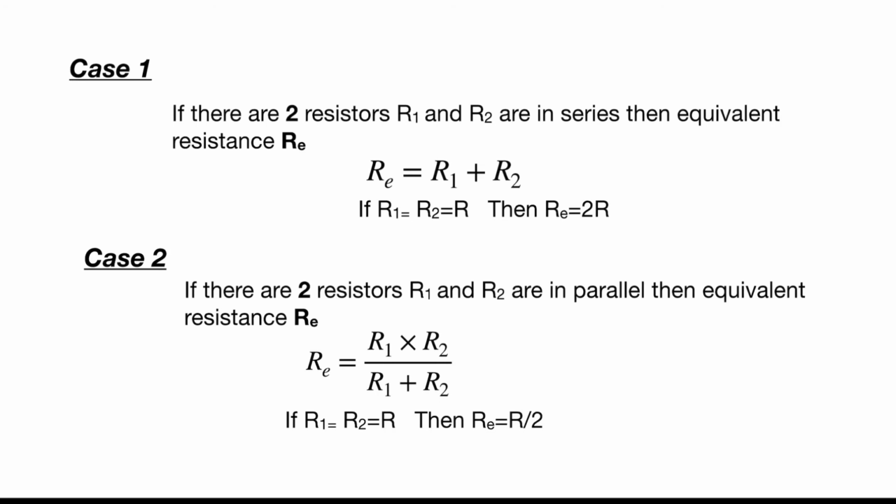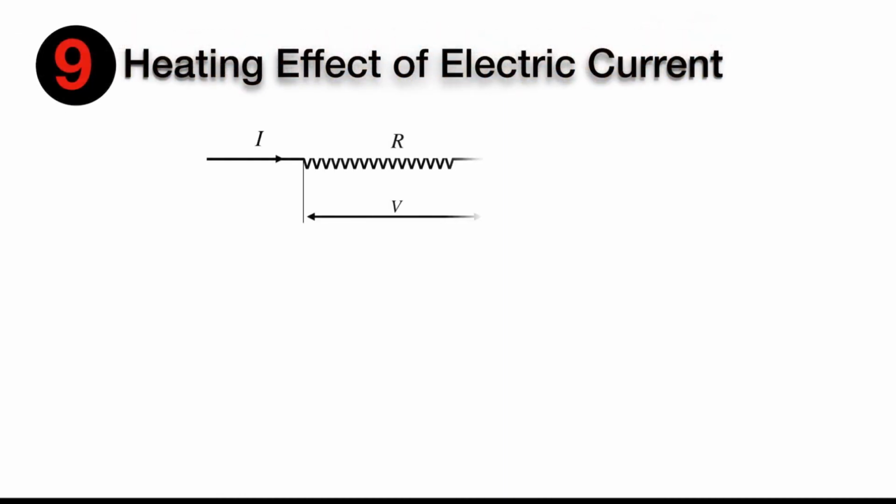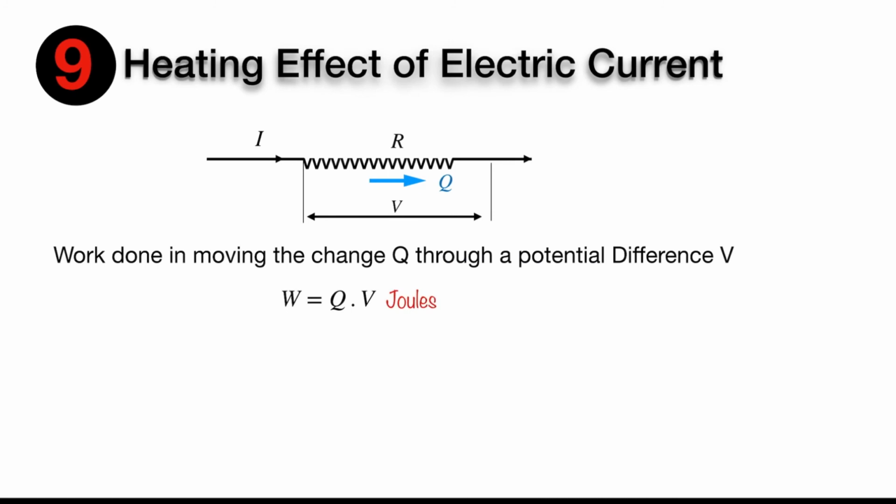And in a special case, when R1 equals R2 equals R, the equivalent resistance of that circuit will be R by 2. When current passes through a conductor or resistor, an energy source like a battery does work on charge to move around the circuit in form of current. This work done gets converted into heat, and that is known as the heating effect of current. To move charge Q between 2 points of potential difference V, the work done is given by Q into V in joules, where Q is the charge and V is the potential difference between 2 points.